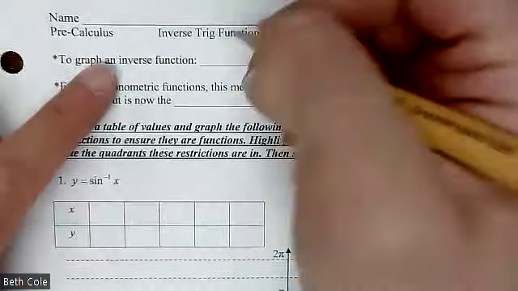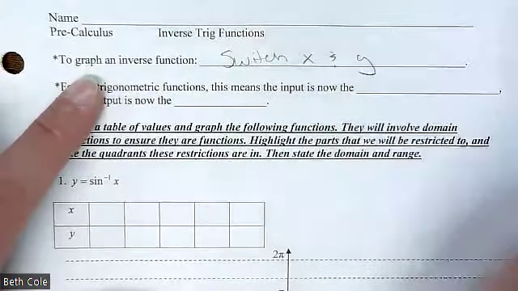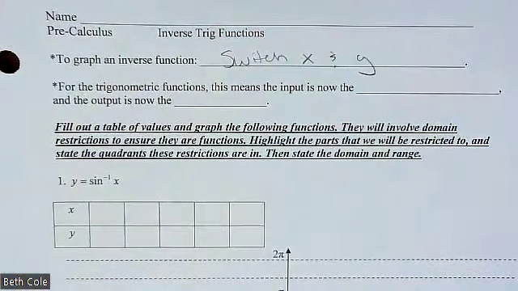So to do an inverse, you are going to switch x and y. You've learned that. We've done inverses. We're just doing them with trig functions now. So for trig functions, before, the input was the angle, pi over whatever, and then the output was the point on the unit circle. Or if you think of it as opposite over adjacent, it's the sides of the triangle. Now that's going to be backwards.